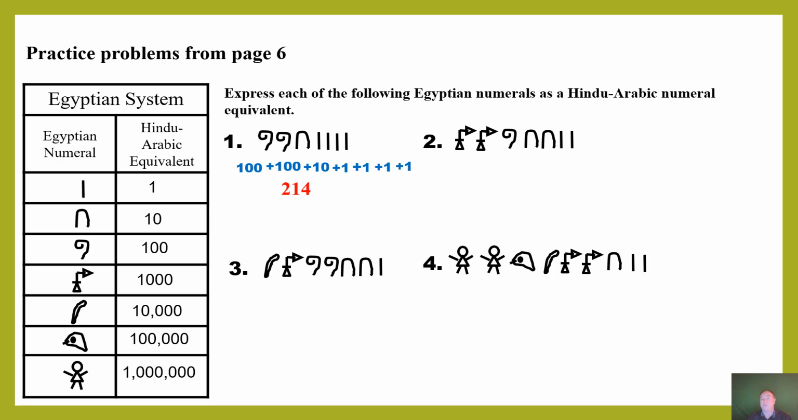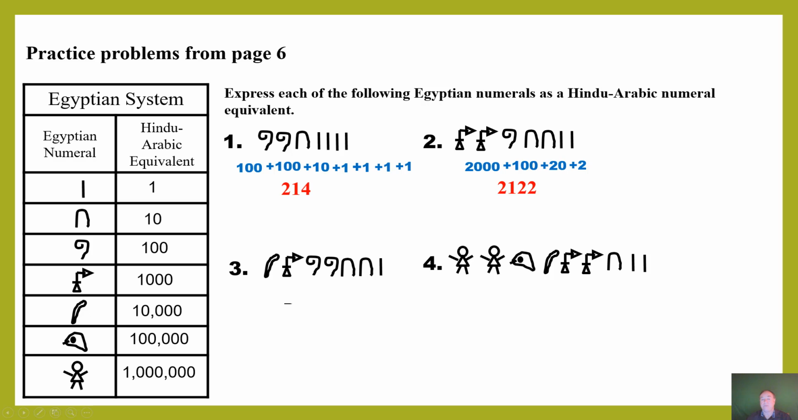Number 2, there's 2,000 plus 100 plus 20 plus 2, taking the symbol times its place value. There were 2 thousands, so that gave you 2,000. 1 hundred, 100. 2 tens, which gave you 20. 2 ones, which gave you 2. Add it all up, 2,122.